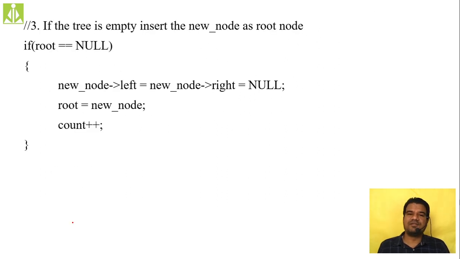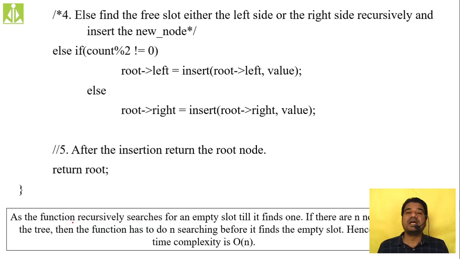As you can see, at the first level, we are searching whether the root node is empty or not. If the root node is empty, then we are inserting the newly created node as the root node. If the root node is not empty, then we are looking at the count, and we are checking whether it is even or odd. So what do you mean by even, what do you mean by odd, and how will this count help you in the insertion operation, that we need to understand.